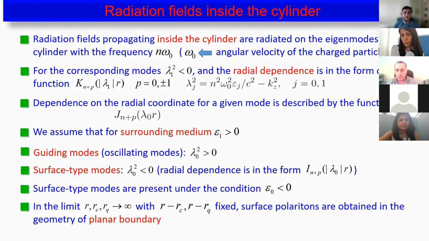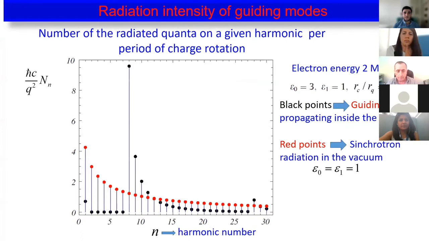Here I present some results for the numerical investigation of the radiation for guided modes, these volumic modes. Here is the number of quanta radiated on the given harmonic n. For an electron, for example, this is q square over 2 h bar c, this is just 1 over 137. And here are given the parameters for which these numerical calculations are presented.